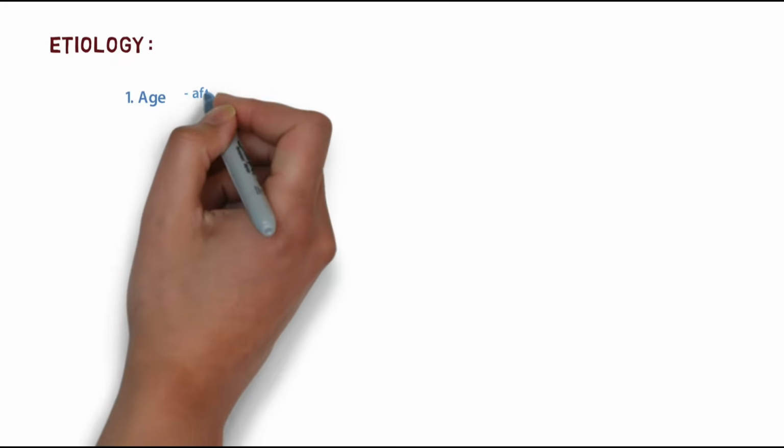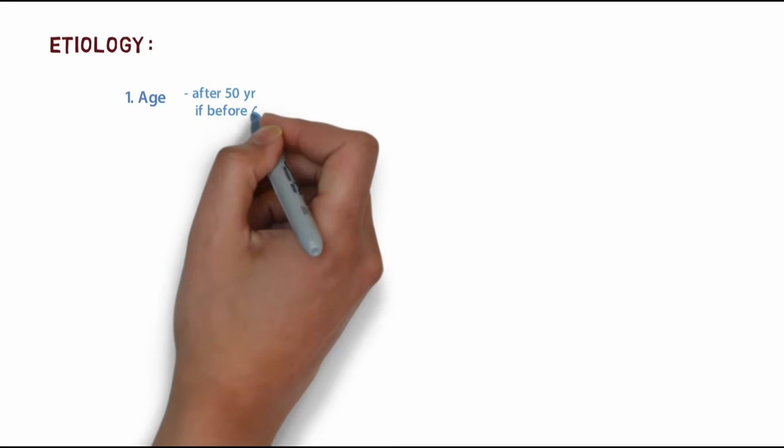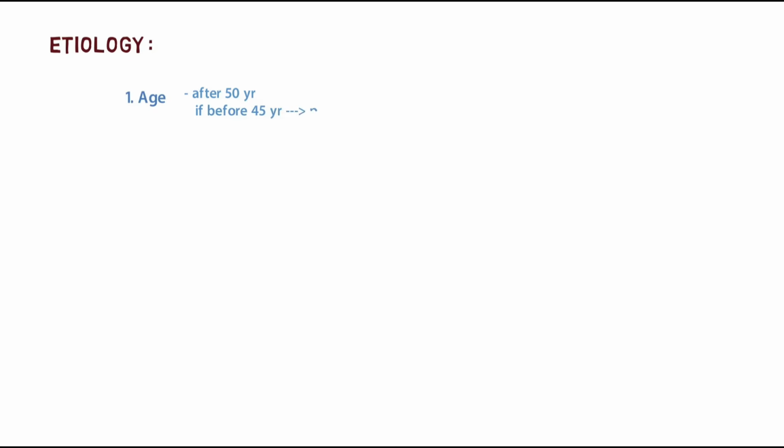Senile cataract is essentially an aging process, and the risk factors are, first, age. It is the most important risk factor because the name senile itself indicates that it is an old age disease. It occurs mainly after 50 years. If the cataract occurs before 45 years, then it is called pre-senile cataract.